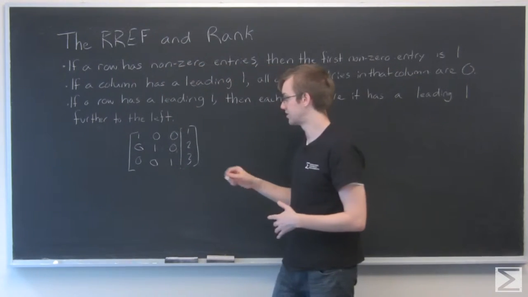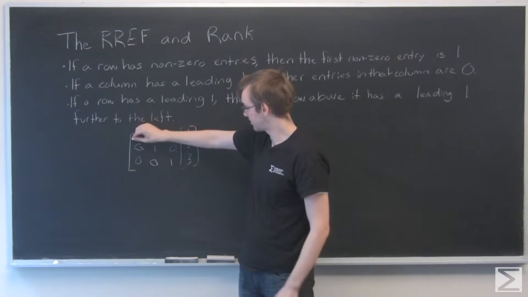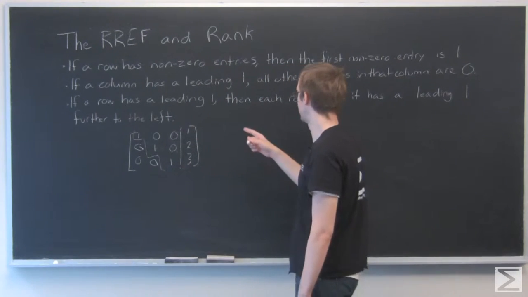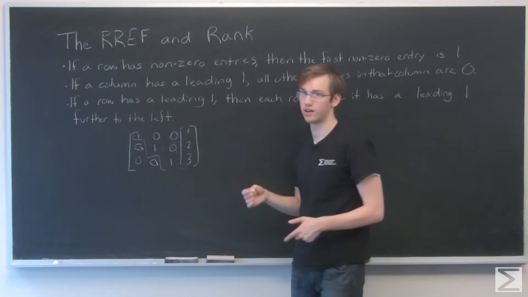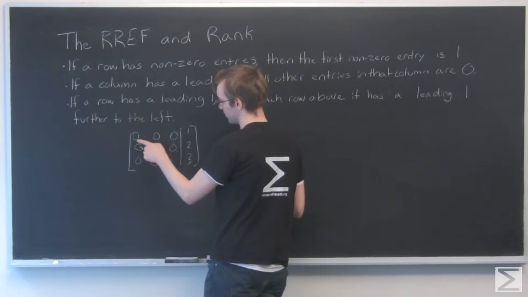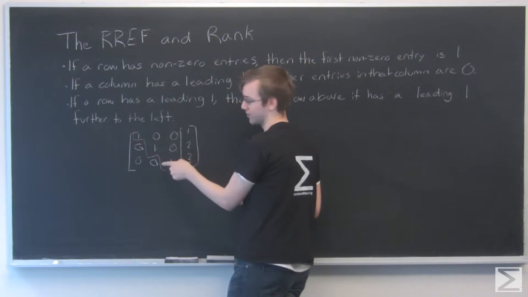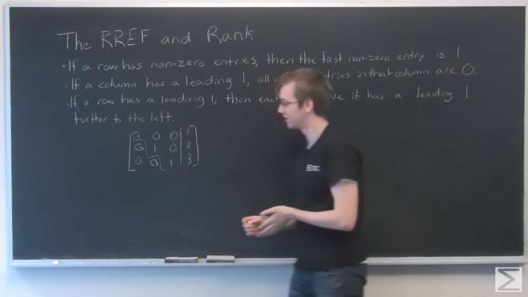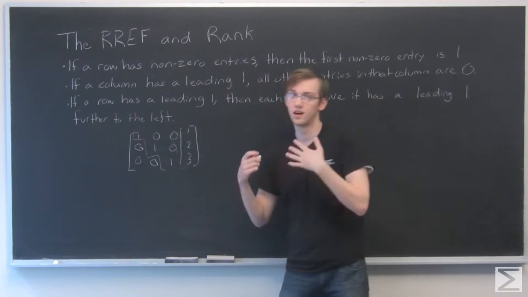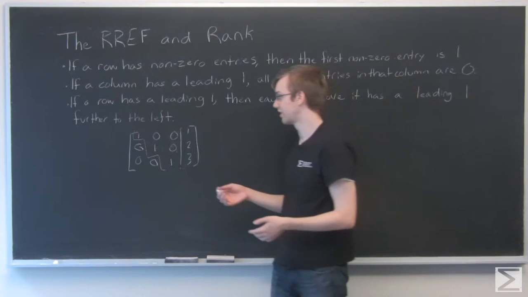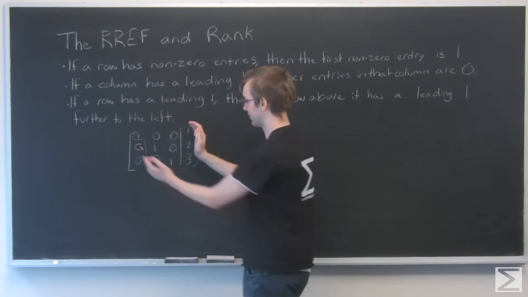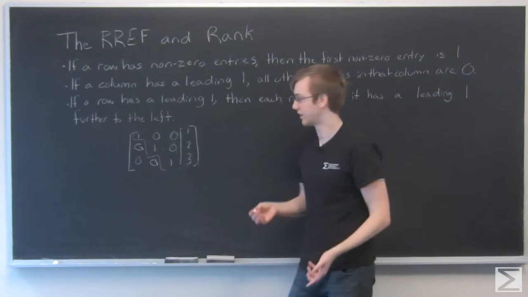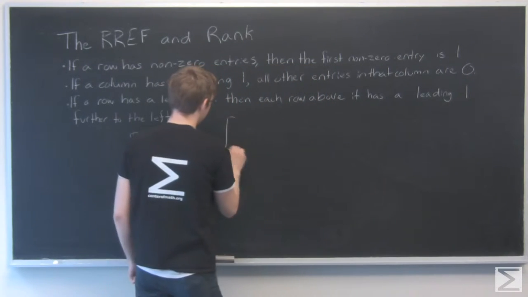And just to reinforce this idea of a staircase, which is where the word echelon comes from, by the way, if a row has a leading 1, then each row above it has a leading 1 further to the left. That's just saying we got a 1, we can't have any 1s below it, the 1s have to be further to the right. For this one, the 1s have to be further to the left. So this is what the ideal RREF will look like. It's actually called the identity matrix, where we have a square. There's ones on this diagonal and zeros everywhere else. But there are other ways that the RREF can look that'll still fulfill these rules.